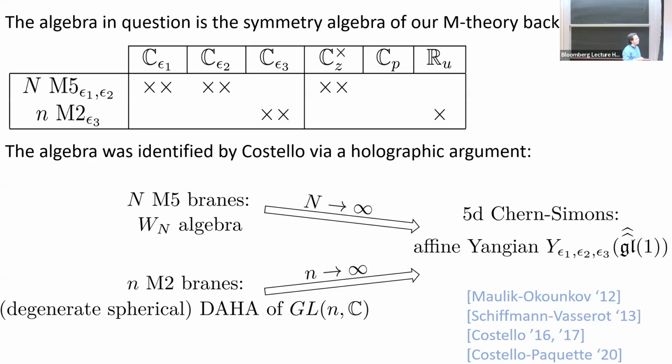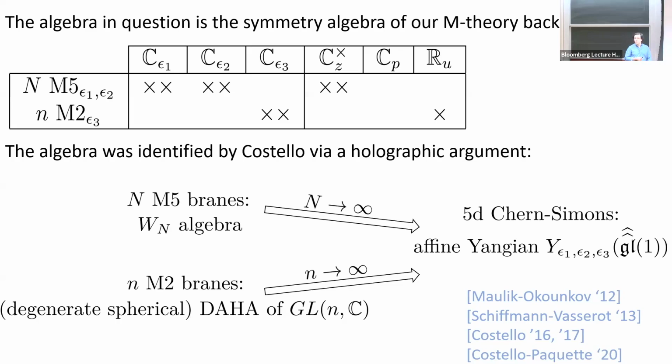It depends on 3 parameters, but actually just 2, because remember, the sum of the epsilons has to be 0 to preserve supersymmetry. There's another way to get to this algebra, which is via the symmetry algebra on the M2 branes. This is a symmetry algebra known as a degenerate spherical DAHA, double affine Hecke algebra of GL_N. And when you take N to infinity, again, this limit is stable. It's a valid limit in both cases. And you end up finding the affine Yangian of the parent theory, of the gravity theory. In that sense, this is what is meant by holography.